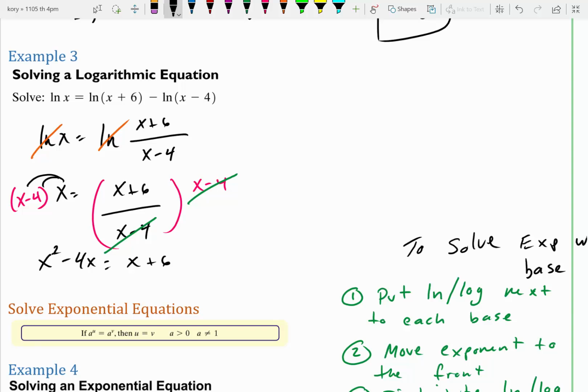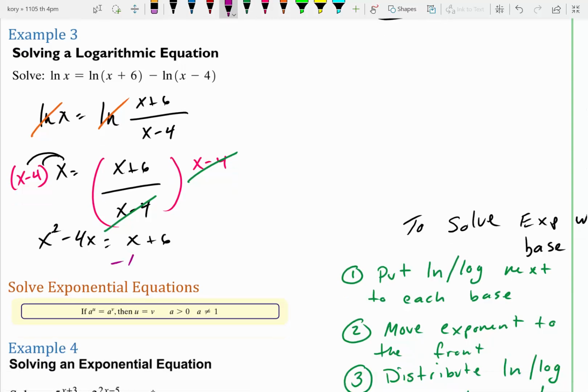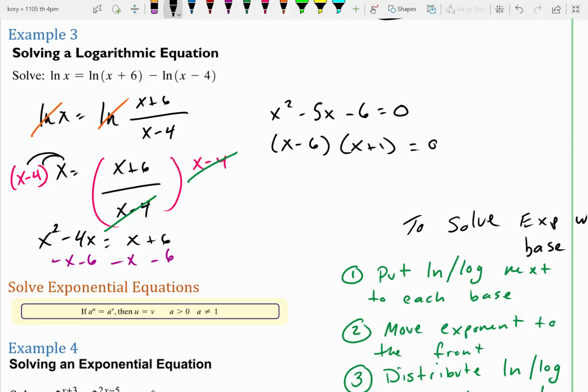Now, since it's x squared, what should all of this equal to? 0. Yep. So we subtract x and subtract 6. So we have x squared minus 5x minus 6 equals 0. What's our favorite F word? Factor, right? So we get x minus 6, x plus 1 equals 0. So we get x is 6 and x is negative 1.